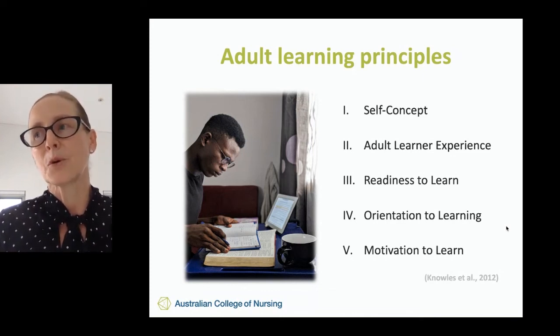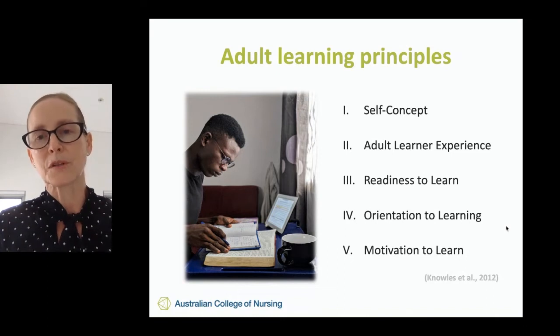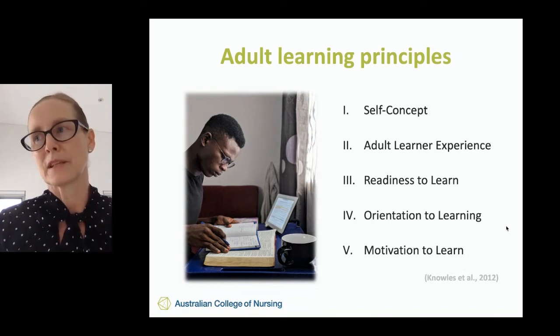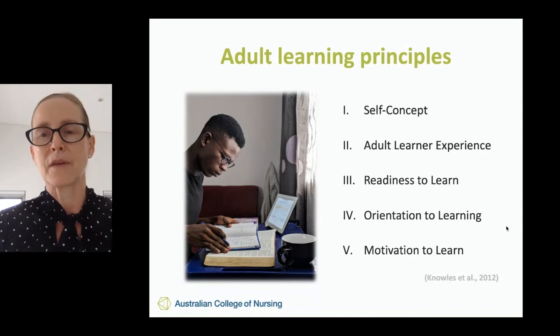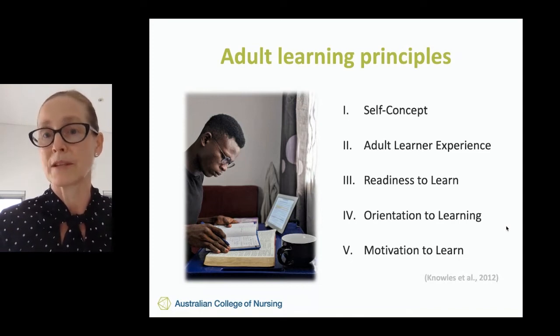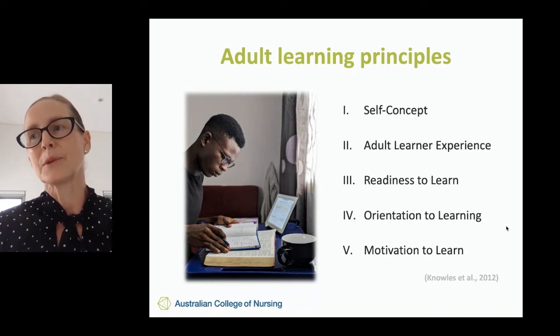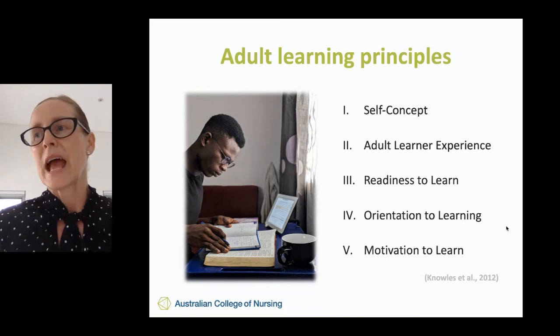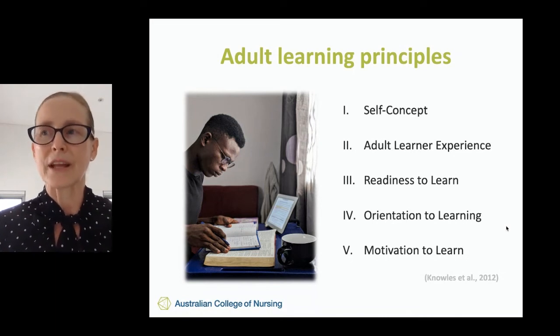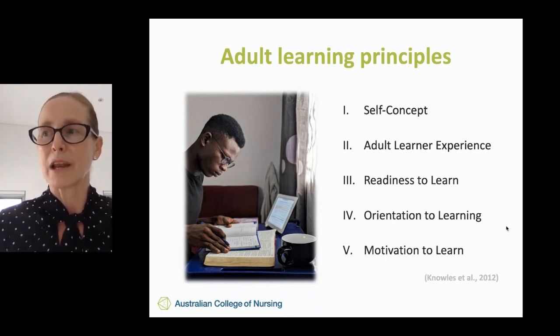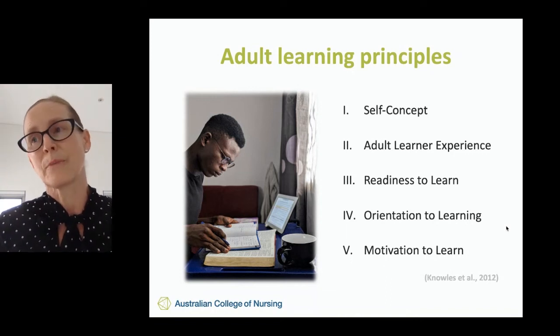This point underscores the fact that as a person matures, they accumulate a well of experience that they can dip into as a valuable learning experience or as a learning resource. Number 3, readiness to learn. An adult learner's maturity influences their willingness to learn. As we age, we become increasingly oriented to development of tasks relevant to our social roles, such as our job.